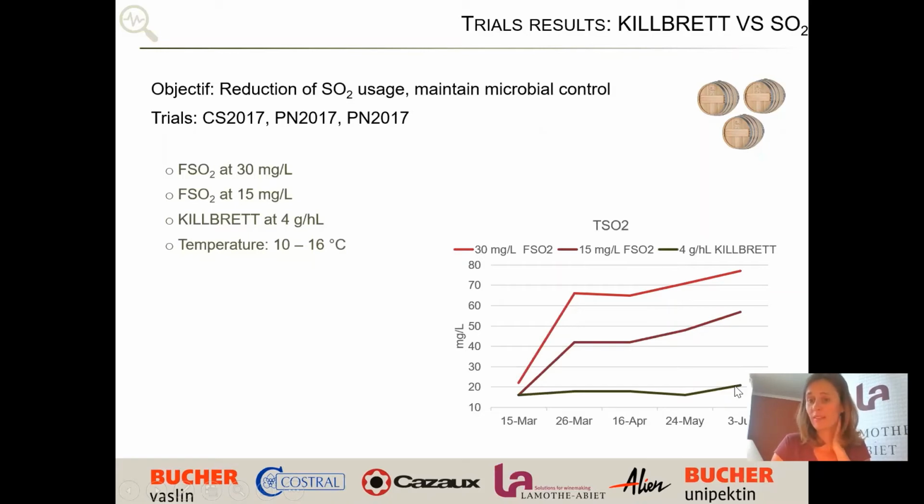You can see that the KillBrett stays around 20, while the one that we added 30 milligrams per liter of free sulfur is now at 80 ppm of total sulfur at the end of the trial.